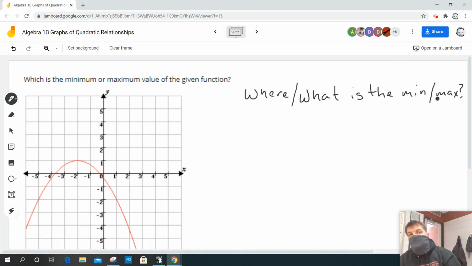Yes. If it was a minimum, it would be at the bottom. But what do you notice about this one? If it was a minimum, she said it's at the bottom of the valley, but this one isn't a valley; it's a hill. Uh-oh. Yeah. So this is a maximum, but where would it be? At the top.